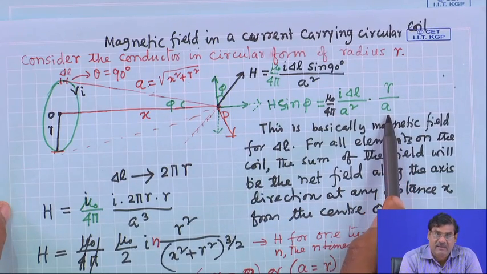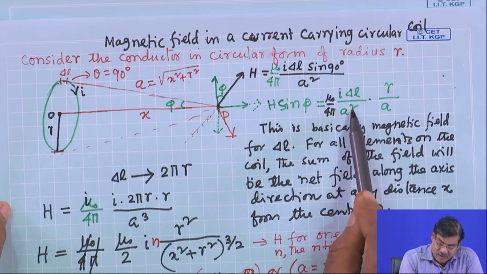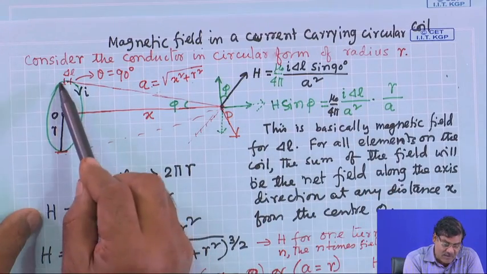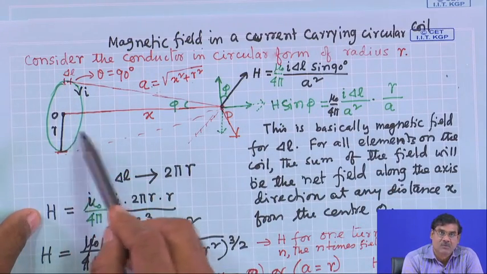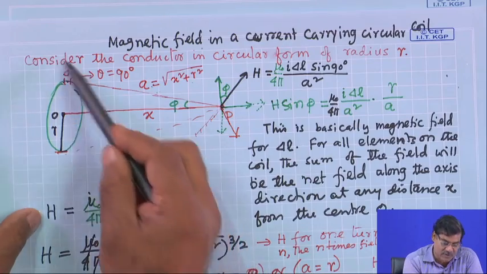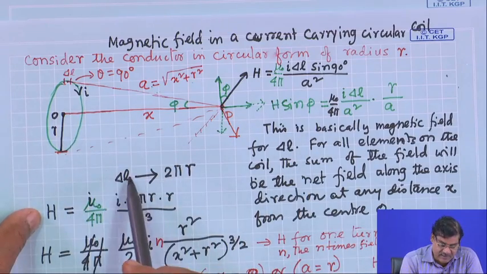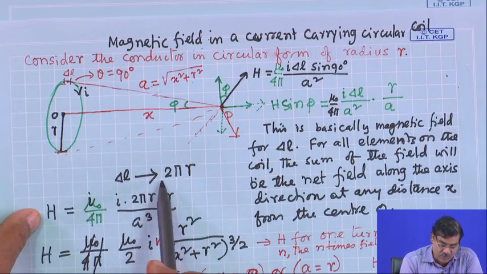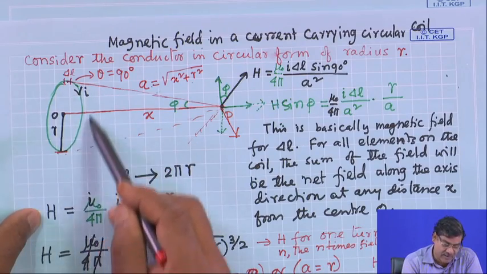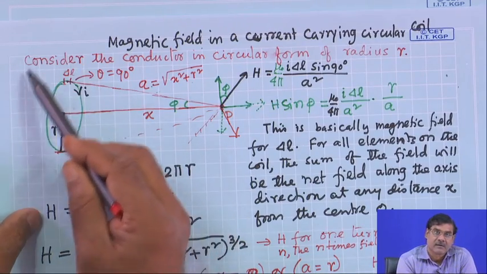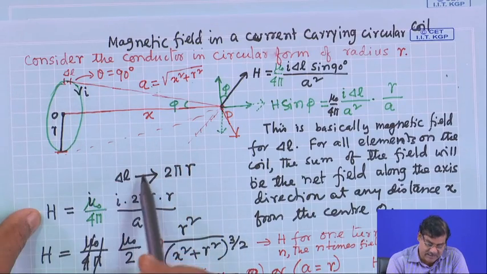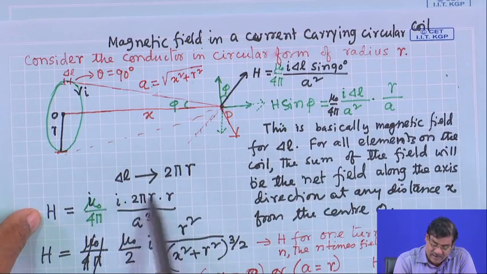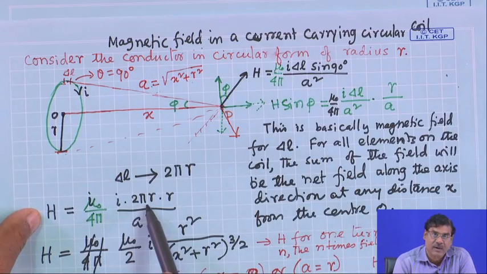So, r by a I have written. So, now you have to sum up for all these small elements. One can integrate over this. So, it is basically the sum of all del L, and that will be 2 pi r, the circumference. So, if you add it, del L I can replace with this 2 pi r.